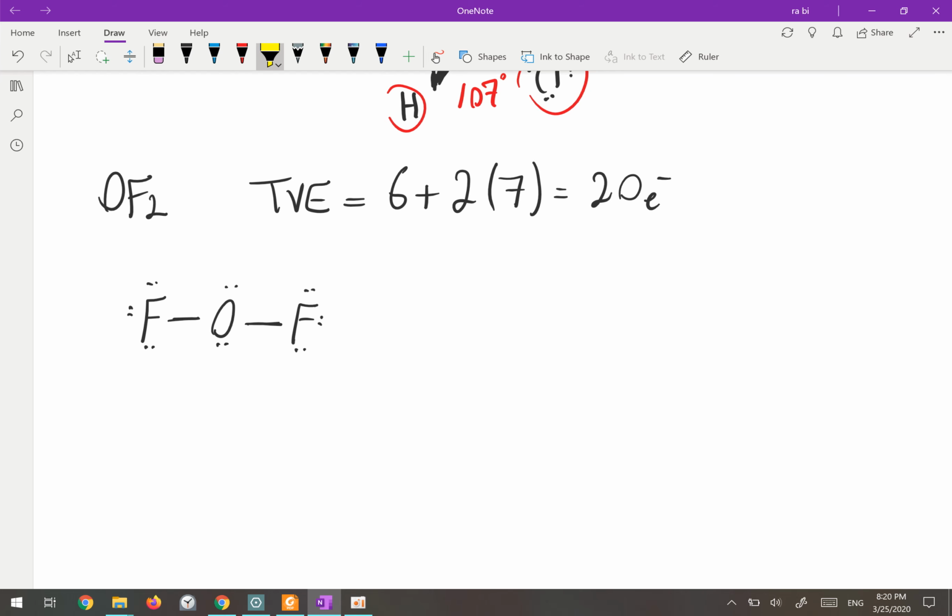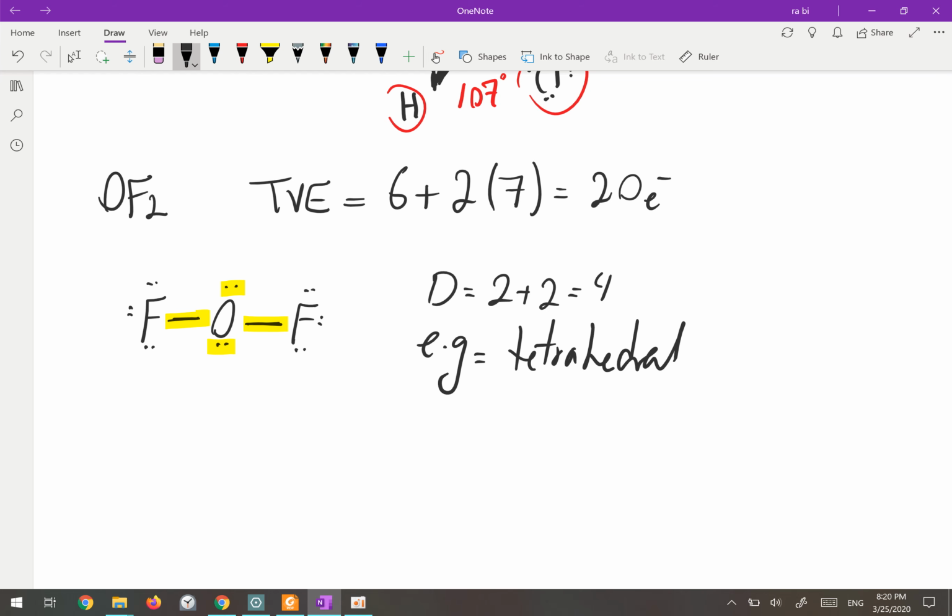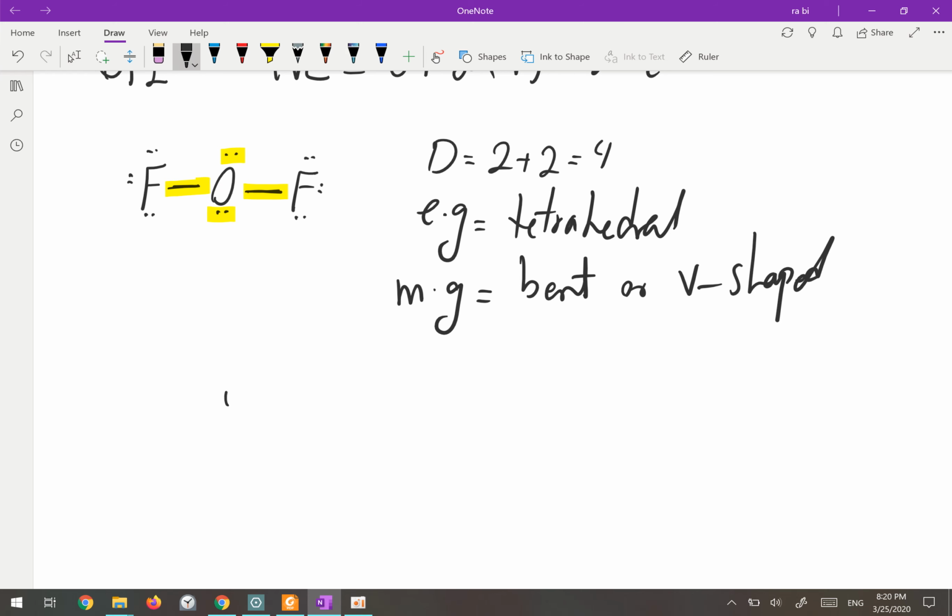How many domains do we have around the central atom? 2 bonds plus 2 lone pairs, so the domain is 2 plus 2, or 4. So that's why the electronic geometry becomes tetrahedral. But molecular geometry is different from electronic geometry because you have 2 lone pairs. In this case, the molecular geometry is bent or V-shaped. Okay? So you can just draw the molecule like this.